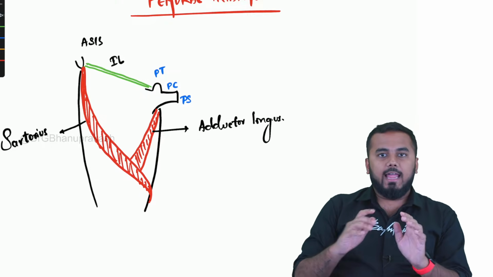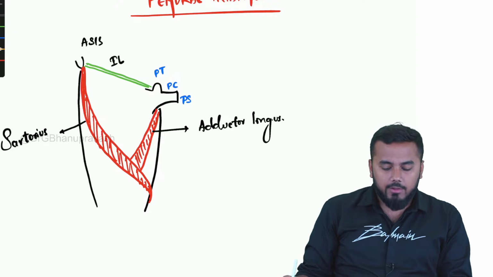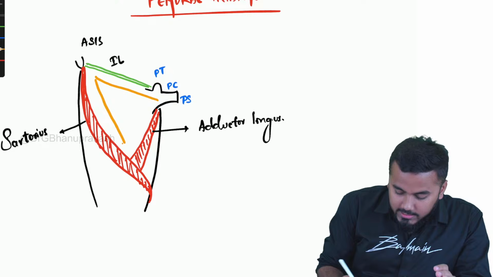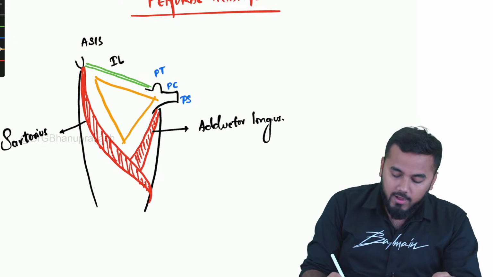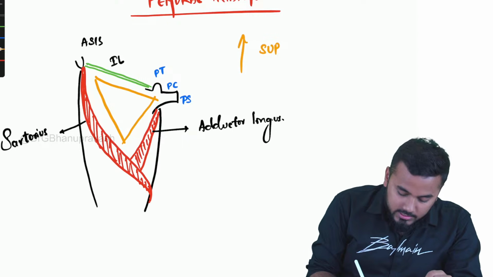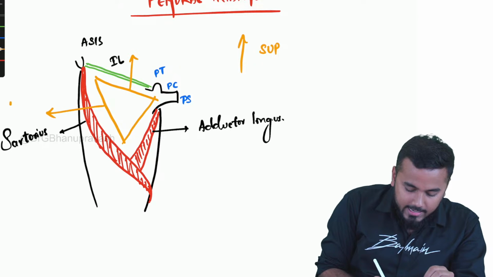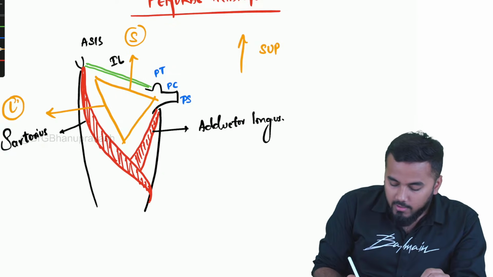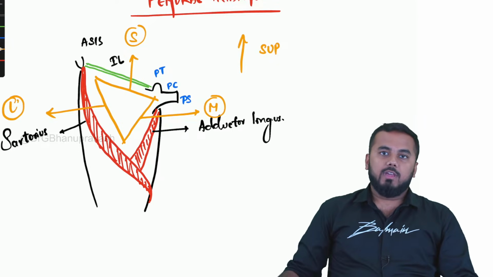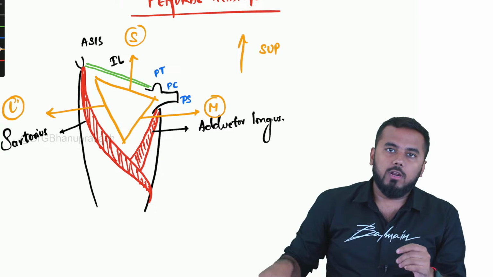Now, can you see a triangle here? You can see a triangle, right? This triangle which you can see has three borders. One which is facing up is called the superior border. One which is facing laterally is called the lateral border. One which is facing medially is called the medial border. So this triangle is located in the femoral region, so you call it the femoral triangle.